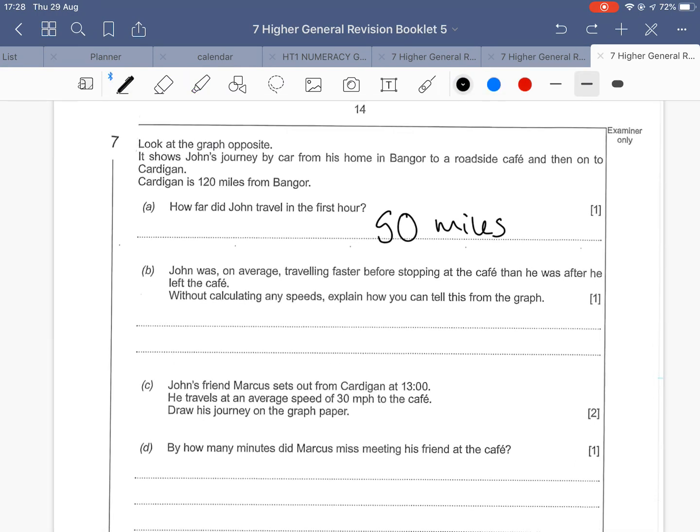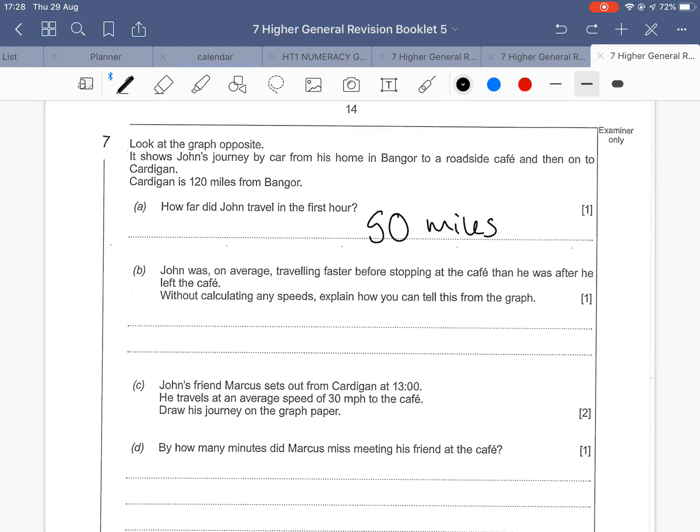So that's what you've got to say. Steeper, anything with the word steeper in would be fine.